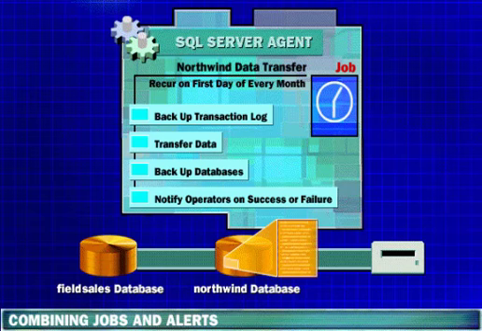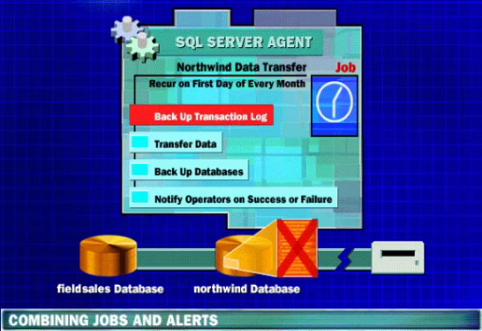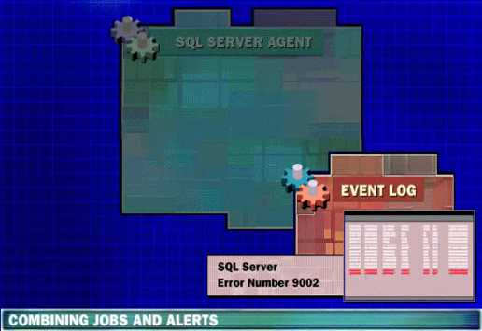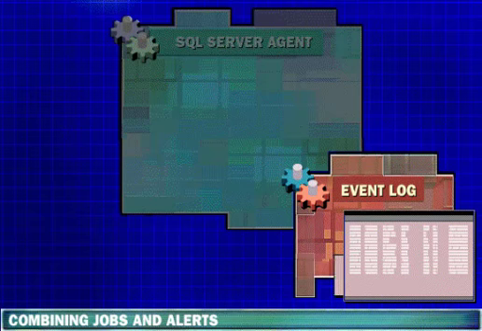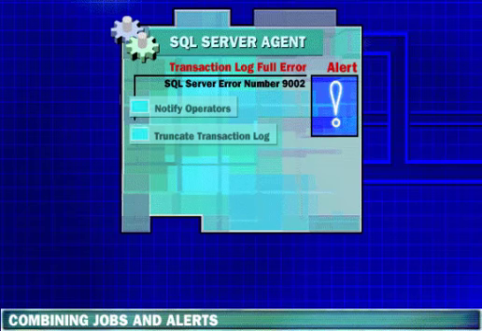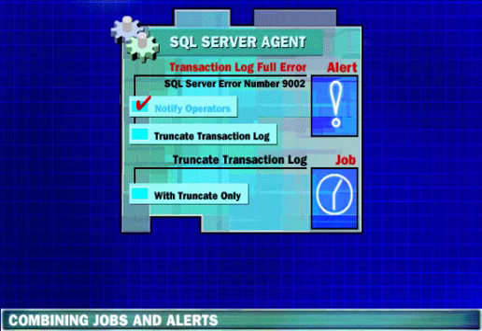In this example, when the Northwind data transfer job runs, job step 1 fails because the transaction log is full. This event, SQL Server error number 9002, is written to the Windows NT application log. The alert defined for SQL Server error number 9002 is then fired. The alert response notifies the database administrator that the alert occurred and executes a job that truncates the transaction log.